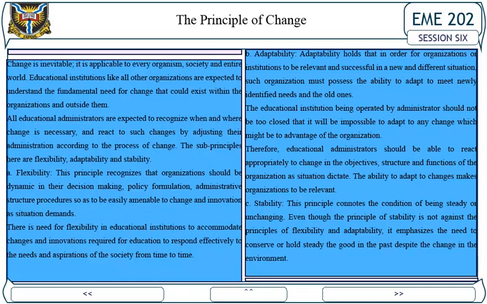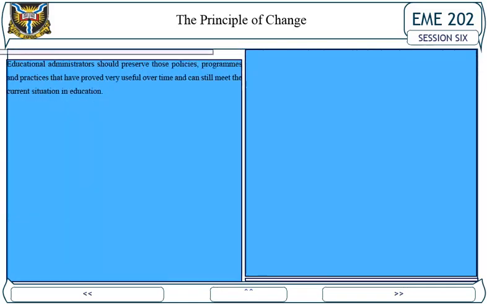All educational administrators are expected to recognize when and where change is necessary, and react to such changes by adjusting the administration according to the process of change. The sub-principles here are flexibility, adaptability, and stability.